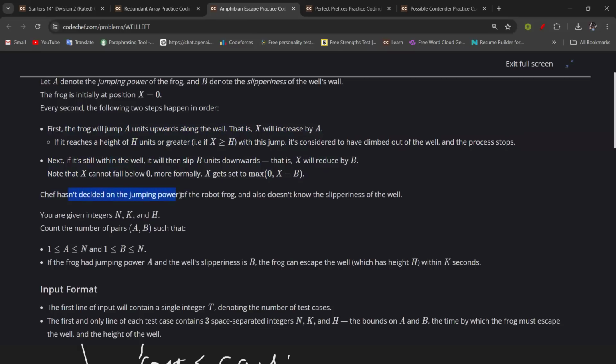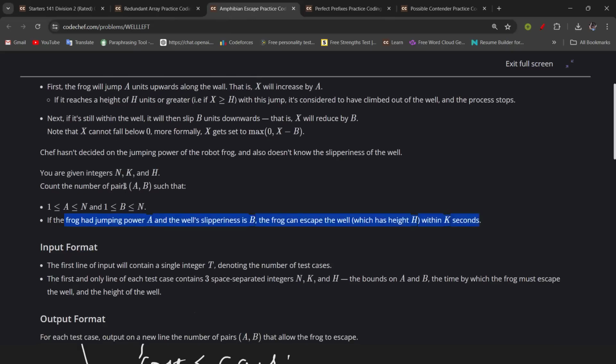So Seth hasn't decided on the jumping power of the robot frog and doesn't know the slipperiness of the well. You are given integers n, k, and h. Count the number of pairs A, B such that A is in the range of 1 to n, B is in the range of 1 to n. If the frog had jumping power A and the well's slipperiness is B, the frog can escape the well, which has height h, within k seconds. So basically, as an input, we are given three things, n, k, and h.